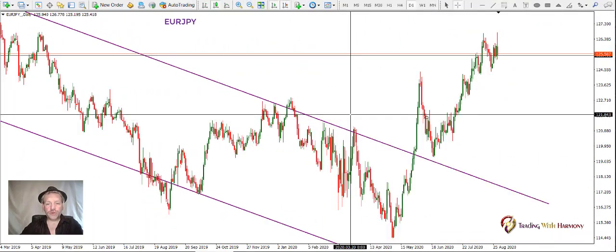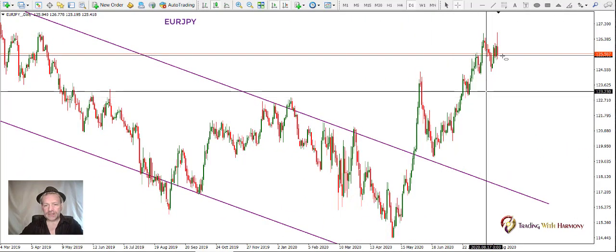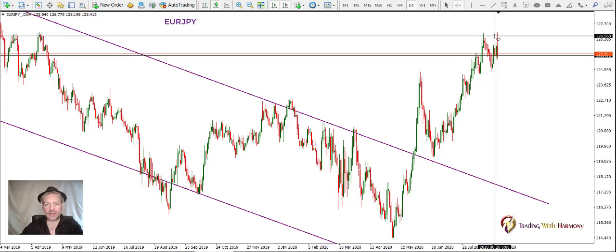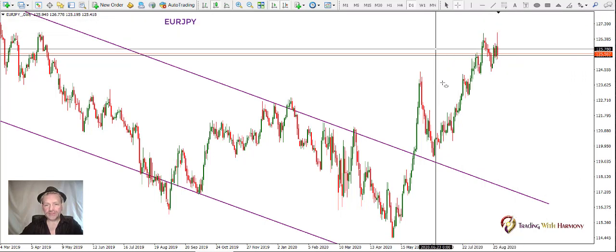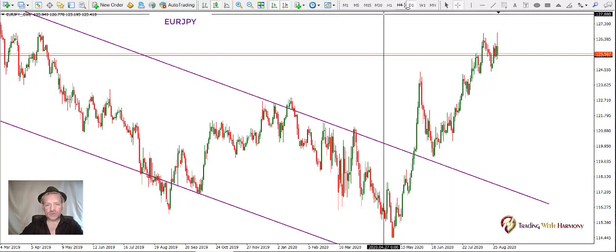Okay, so the euro yen. We're in the day candle here, so the bulls are in play. So let's go into the actual 4-hour.